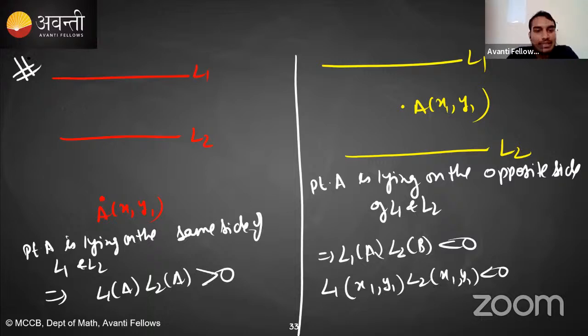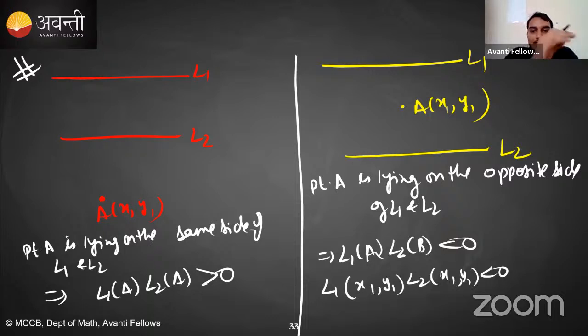So this thing you should remember. Okay, is this clear? If a point is lying on the same side of both lines, then you will say that L1(A) into L2(A) will be of same sign, so greater than 0. If with respect to both lines the point is lying on the opposite side, then L1(A) into L2(A) is less than 0.